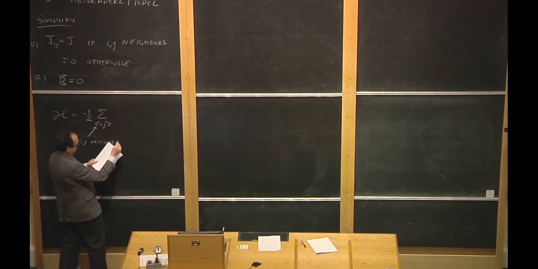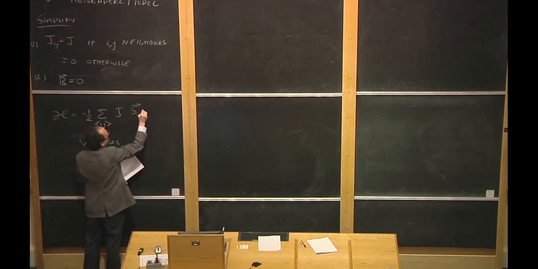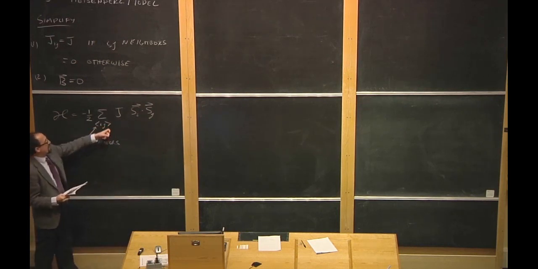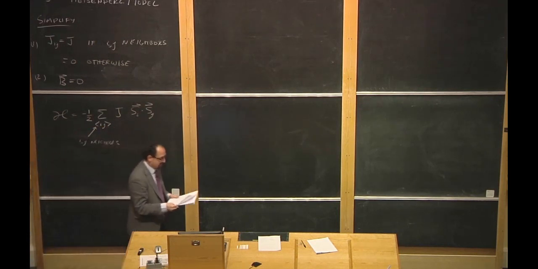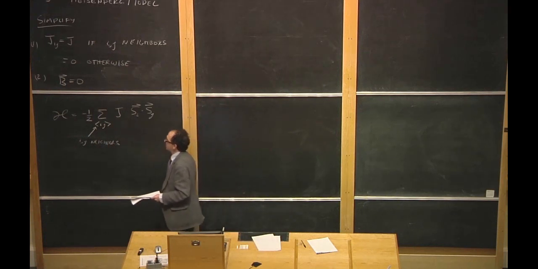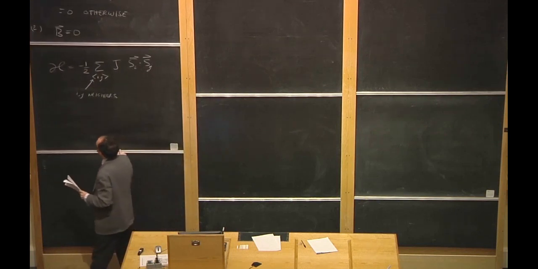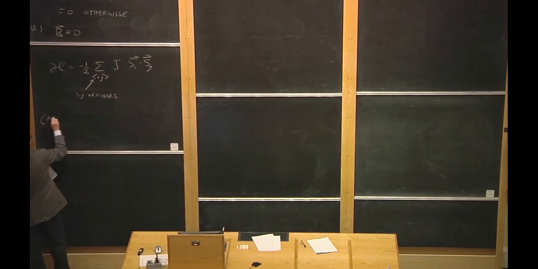Bracket notation, sort of standard. J sum over si dot sj. So we're only summing over i and j being neighbors, and the constant is just a constant J here. Now there's a couple of possibilities of what you can get out of this sort of Hamiltonian. So possibility one, let's write down case one.